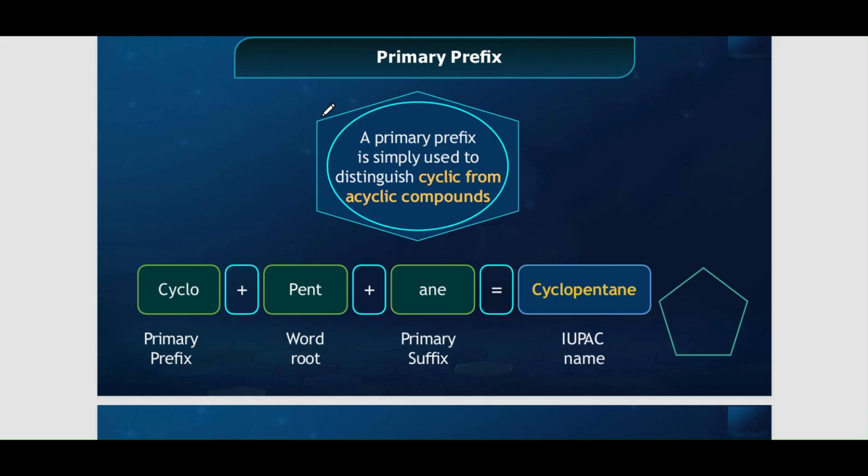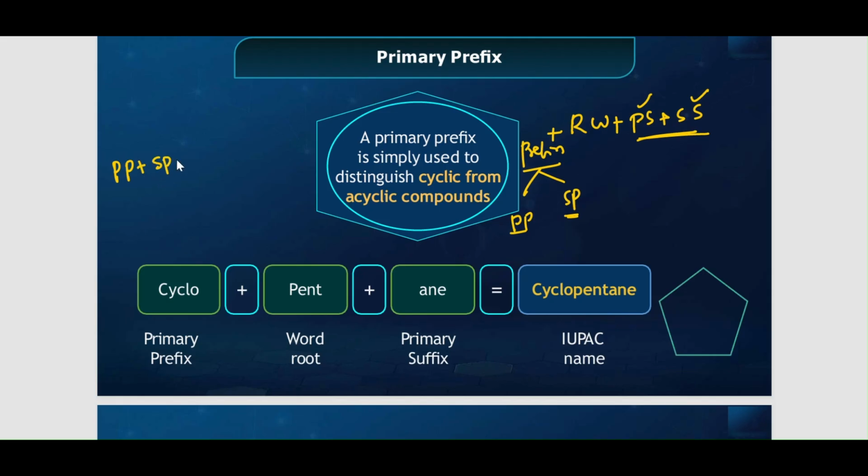Next, we are going to discuss the prefix. Already we have seen root word plus primary suffix plus secondary suffix. Suffix is nothing but what comes after the root word. These are two types, primary and secondary. Once again, before the root word, whatever you are using, that is called prefix. This prefix is again divided into two types: primary prefix and secondary prefix. So the overall formula I am writing is primary prefix plus secondary prefix plus root word plus primary suffix plus secondary suffix. This is the whole general formula to write the name of a carbon compound. Apart from this, there are so many rules, so we will discuss them one by one.